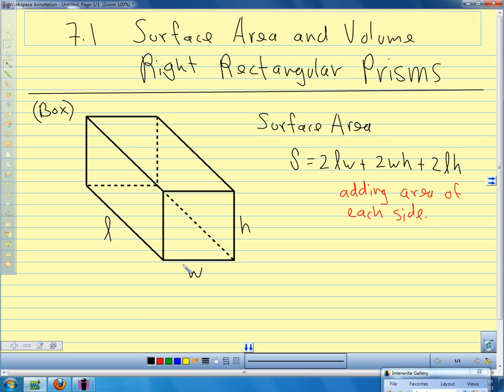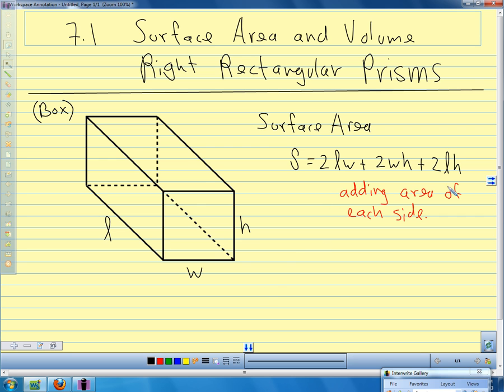So I have two sides that are length times width, the top and the bottom. I have two sides that are width times height, the front and the back. Two sides that are length and height, the left and the right side. So all we're doing here is adding up the areas of each side of the box. That's what the formula is telling us to do. So you don't have to memorize this formula. Just remember that we add up the area of all the sides.